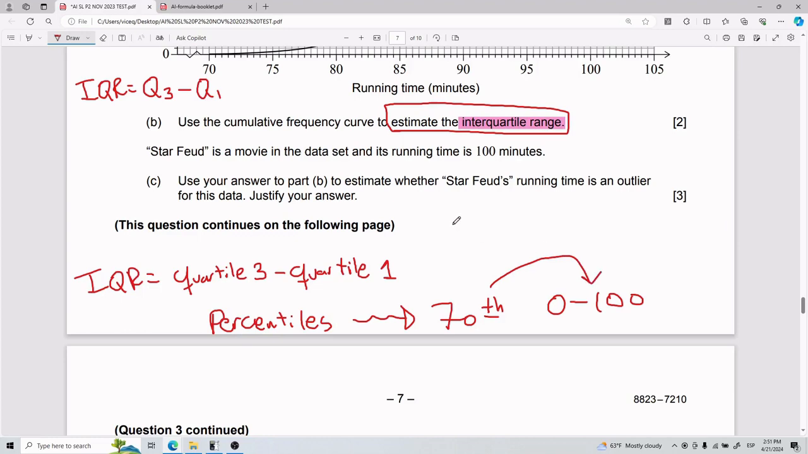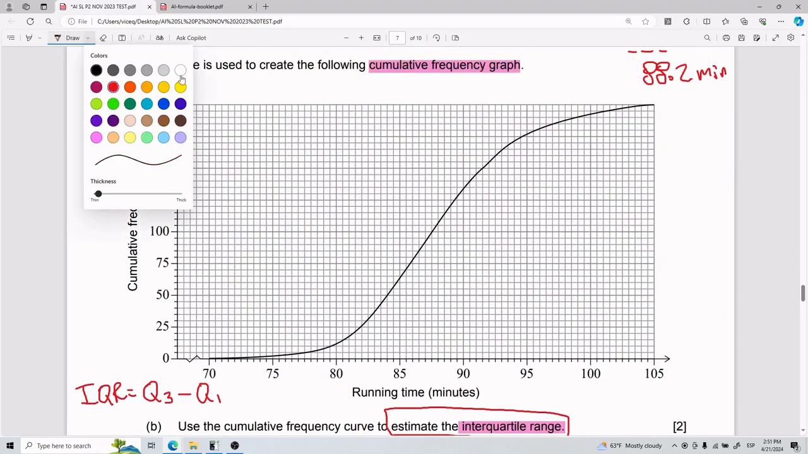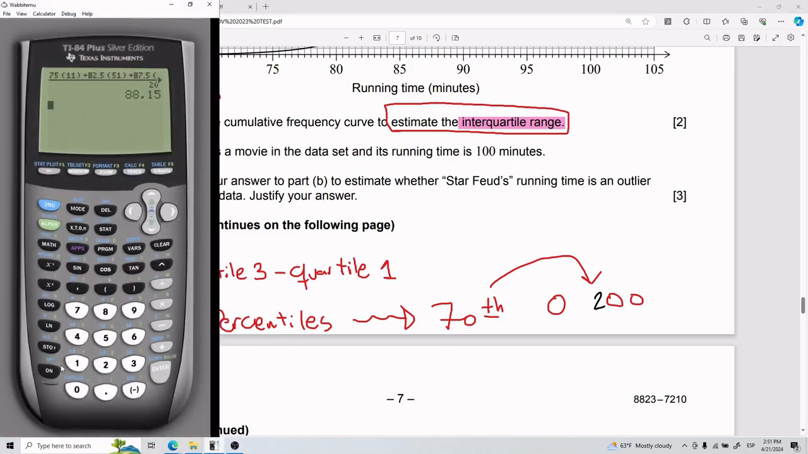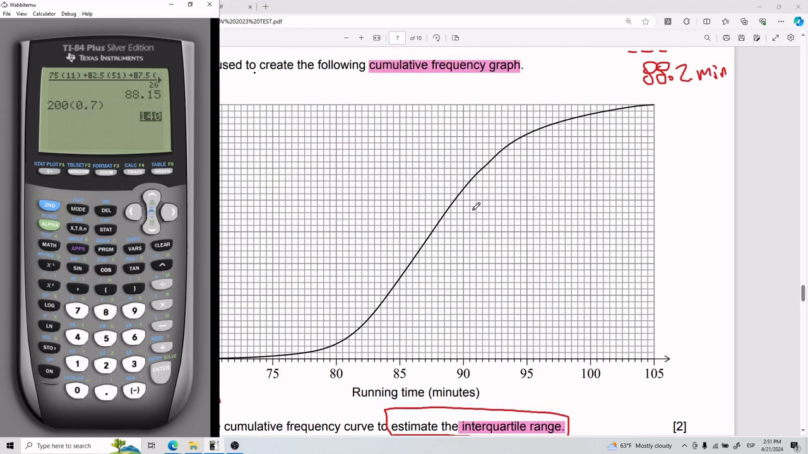But here you have 200. So here it's the 70th, but of 200 movies. So, okay, what's 70% of 200? How do you find it? You do 200 times 0.7. And so your 70th percentile is movie number 140.